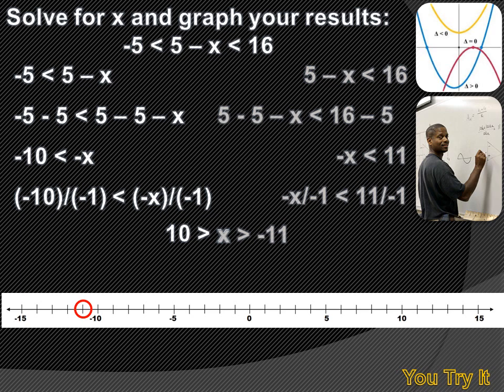One of my extremes is minus 11. And it's a circle because it's greater than minus 11. It doesn't include minus 11. My other extreme is 10. And again, it doesn't include 10. It's x is less than 10. And x is all the numbers between those two extremes. So I'll draw a line between those two circles, and that'll represent the inequality 10 is greater than x, which is greater than minus 11.